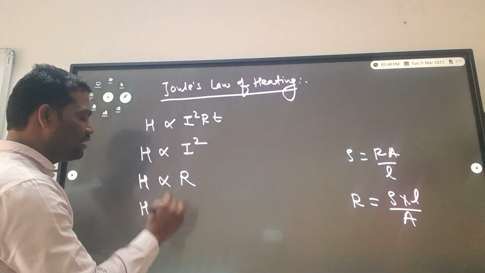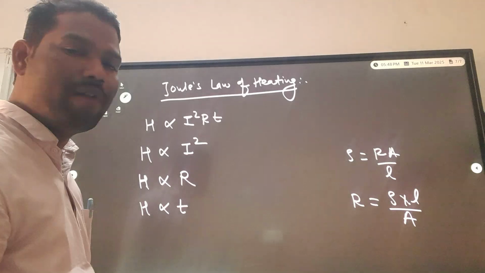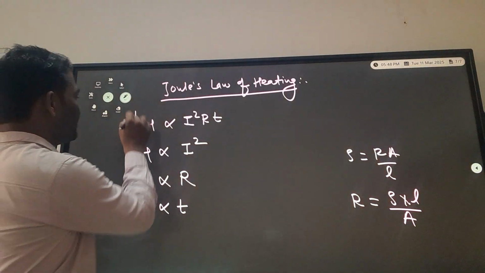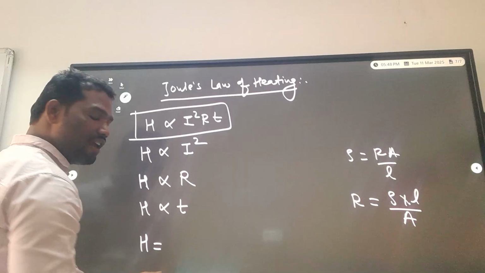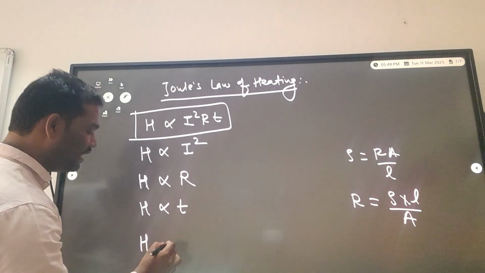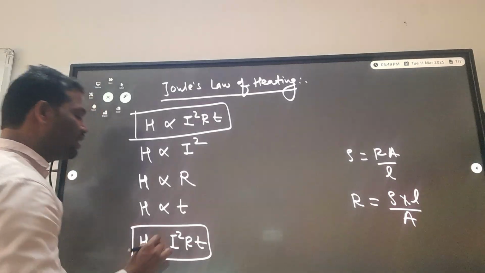Another third parameter is that the heat depends on the time for which the electric current is passing through the given wire. So combined we can say H is equal to I square RT. Here we get some constant and its value is 1. Therefore we directly write H is equal to I square RT. And this is Joule's law of heating.